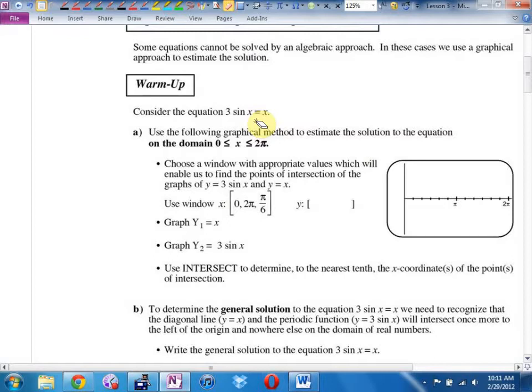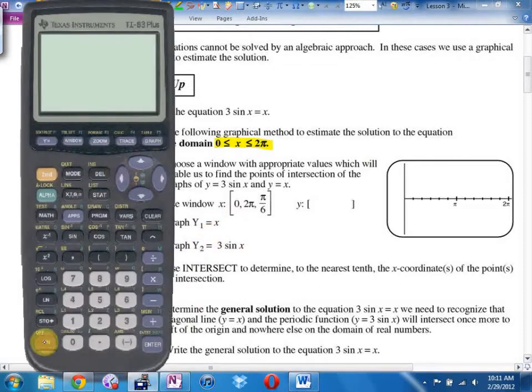So it says this, use the following graphical method, and it's giving me a domain. It wants me to do this over the domain between 0 and 2 pi. First thing we're going to do is type in the equations. Now, I normally graph this as y1 and this as y2, but I noticed that they went with the right side as y1 and the left side as y2. So let's follow their method. So let's turn on our calculator. Clear any equations you have here. And type y1 equals x, enter, and y2 equals 3 sine x, enter.